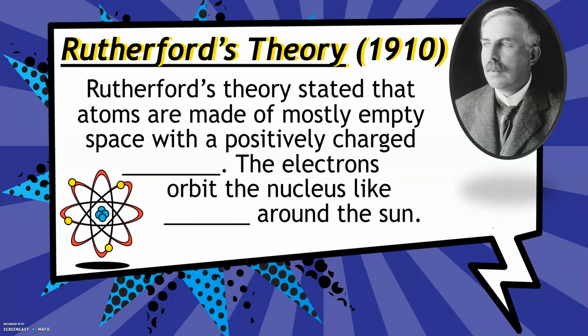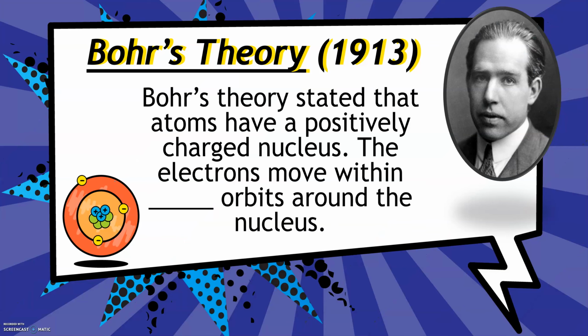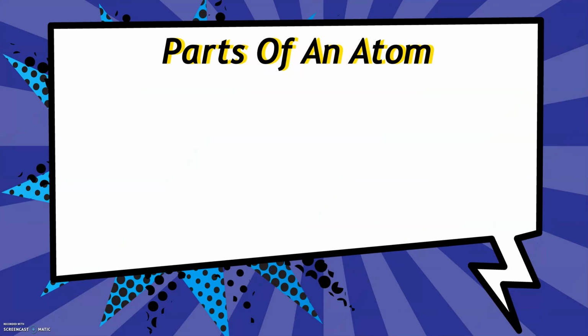And then next we've got Rutherford. He did the gold foil, so don't forget that. Rutherford did the gold foil, and that's how he figured out that it has a positively charged nucleus, and he theorized that the electrons orbited like planets around the sun. Next we've got Bohr, whose model we use a lot, and he said that the electrons moved within fixed orbits around the nucleus. Again, not exactly accurate, but it's closest to what we use now. The modern theory states that electrons do not orbit the nucleus, but move at high speeds to form an electron cloud. So they're actually in clouds of probability.